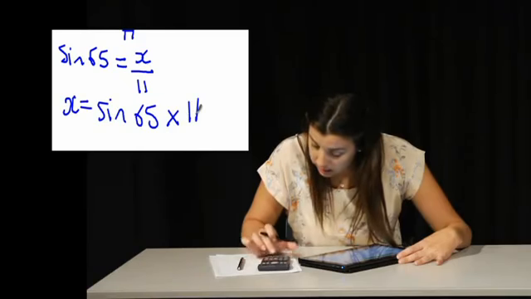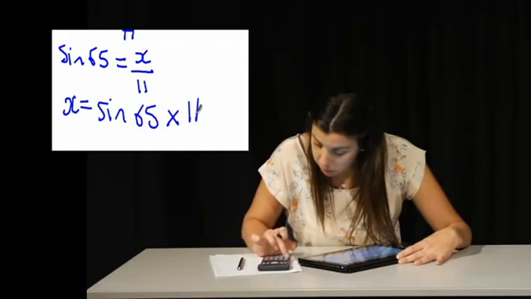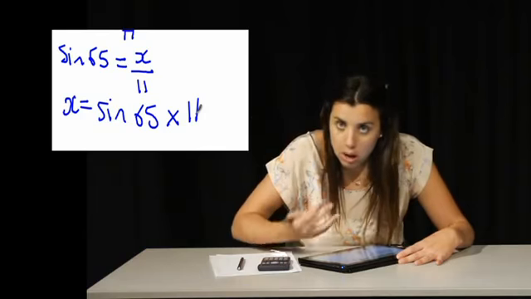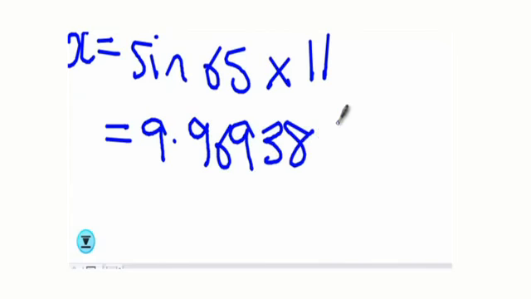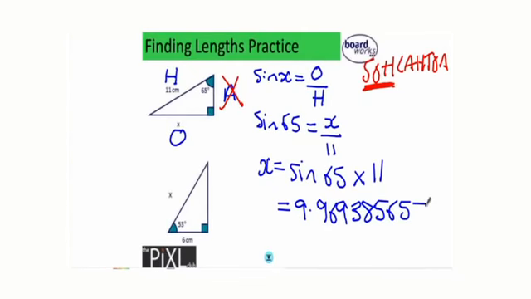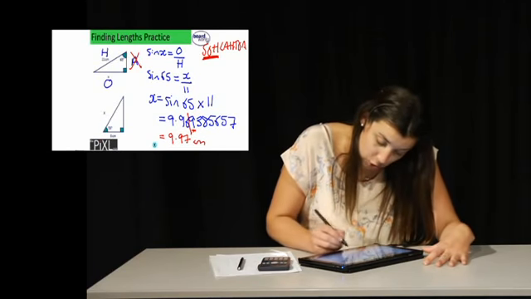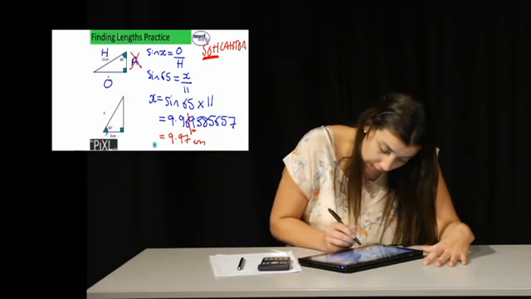To your calculator, sin 65 multiplied by 11. Again, long number, write it all down. We have 9.9693856557. 3 significant figures. Get your pen out. 1, 2, 3. Draw my line. This number's a big number, so the 6 is going to go up to 7. So we've got 9.97 centimetres.